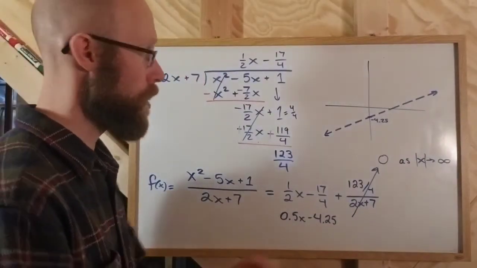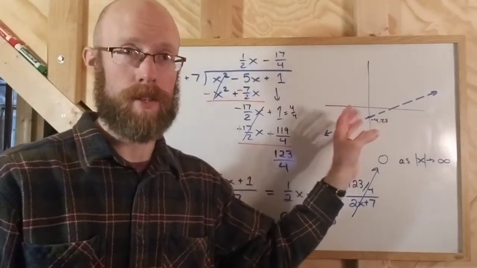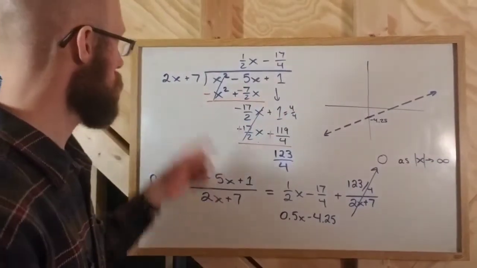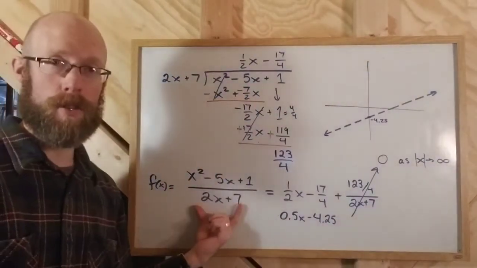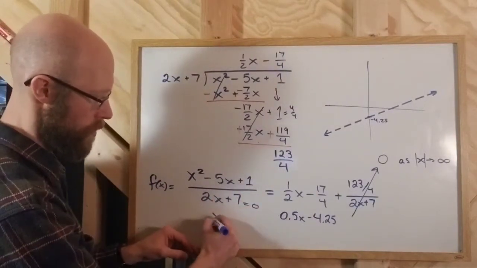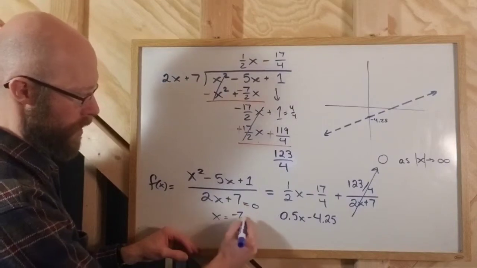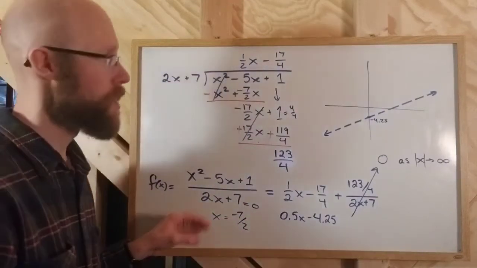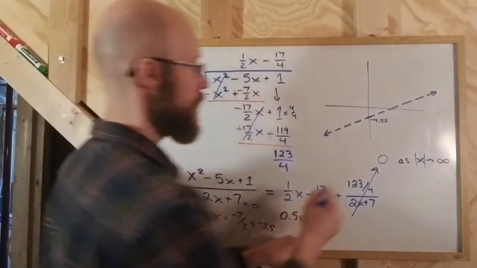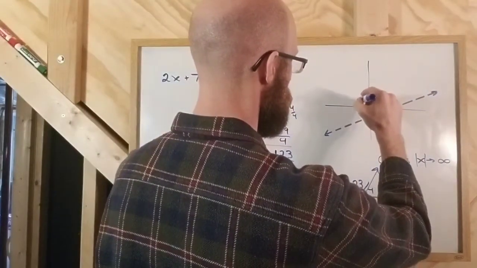And now if I wanted to really get a good sketch of the graph of this thing, I would need my vertical asymptote as well. My vertical asymptote occurs when my denominator is 0. If I set that equal to 0, subtract the 7, divide by 2, it's negative 7/2, which is negative 3.5. So that's my vertical asymptote.